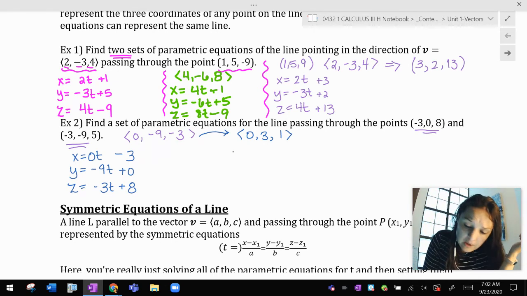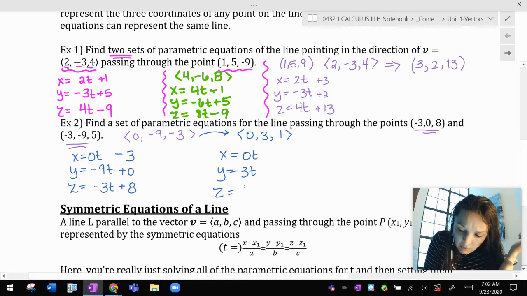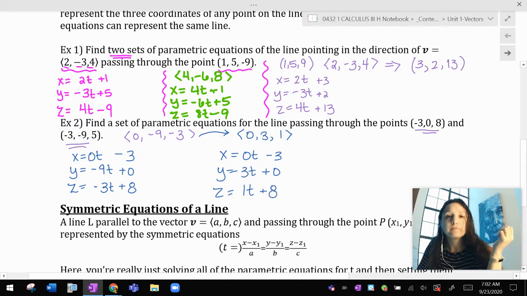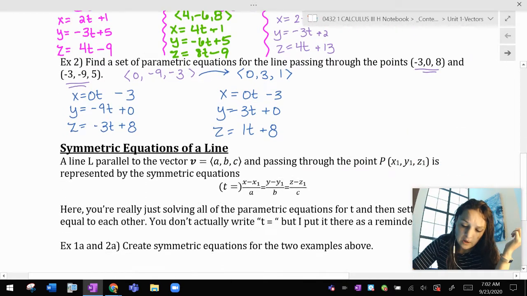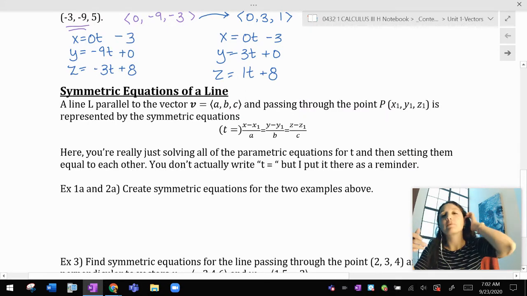I don't care if my direction vector points to the right or to the left. All right? So again, x equals 0t, y equals 3t, z equals 1t, and then use the same initial point or the other point. Nobody cares. Cool.